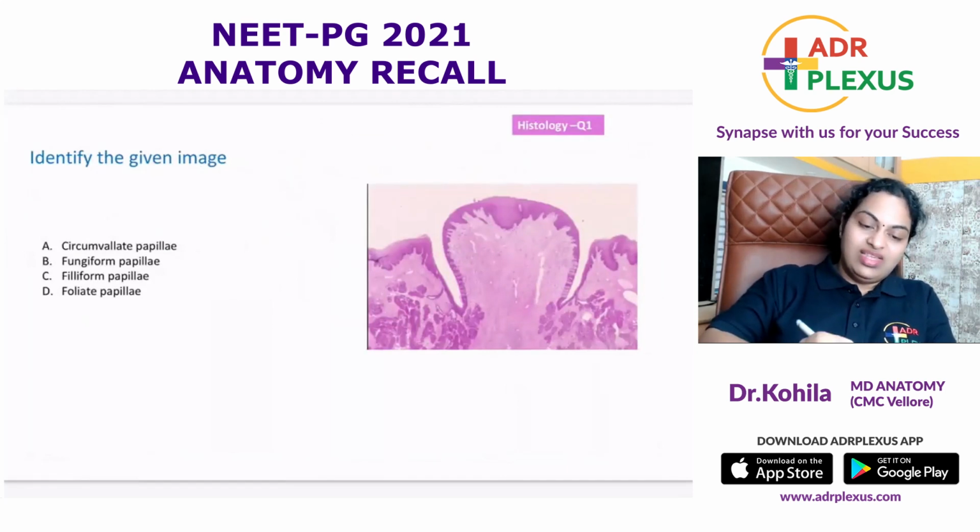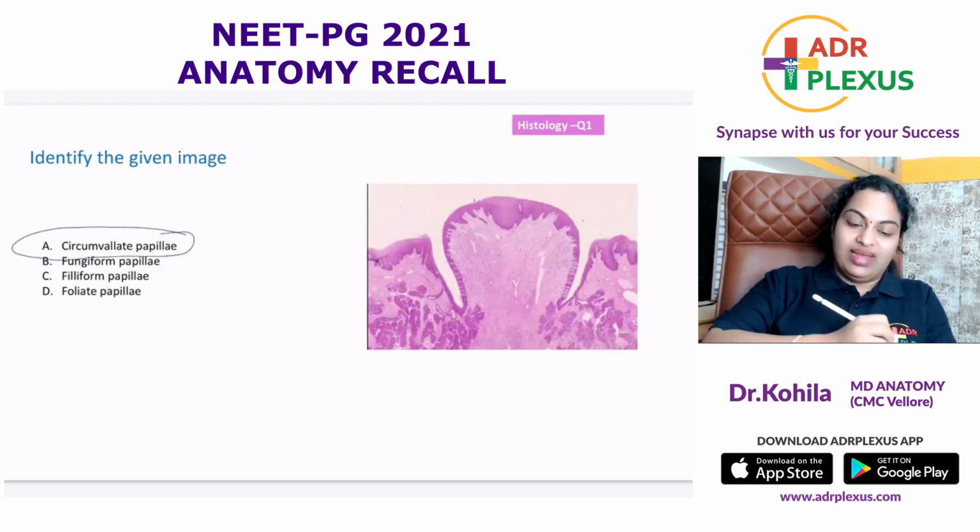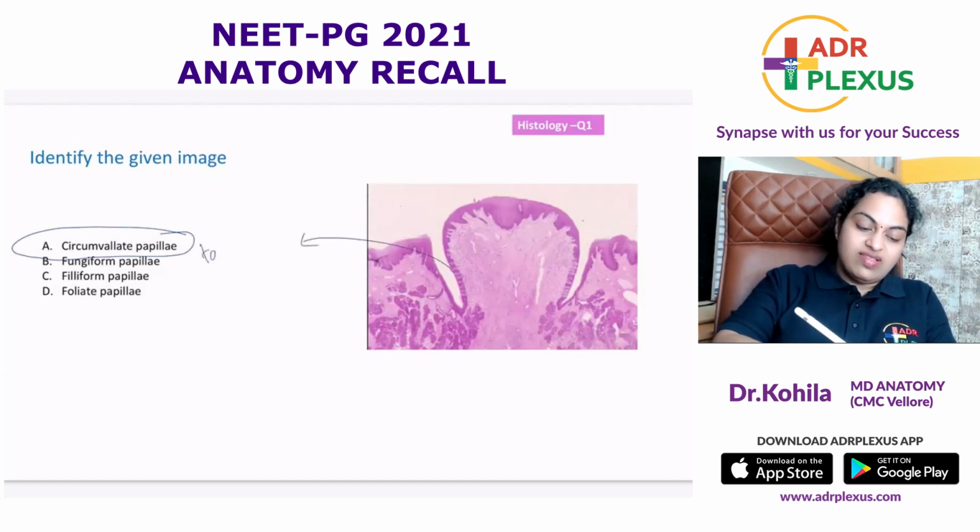Identify the given image. I think that should be the easiest question, isn't it? Circumvallate papillae. Okay, so this is a circumvallate papillae. You can see the taste buds in the sides. Taste buds in the sides. Okay, this part is the vallate or the groove.